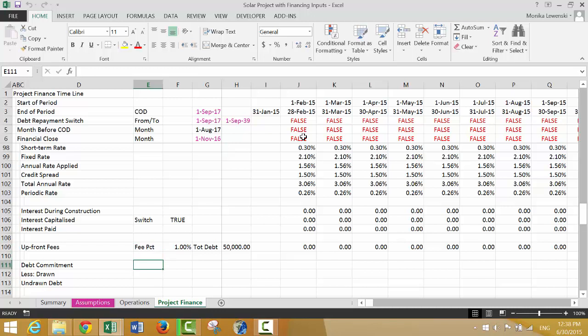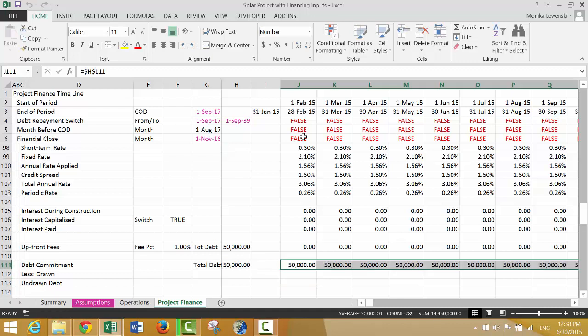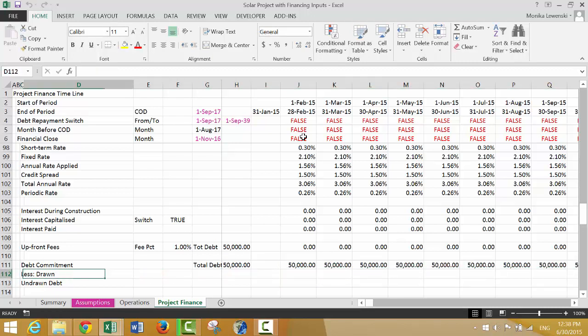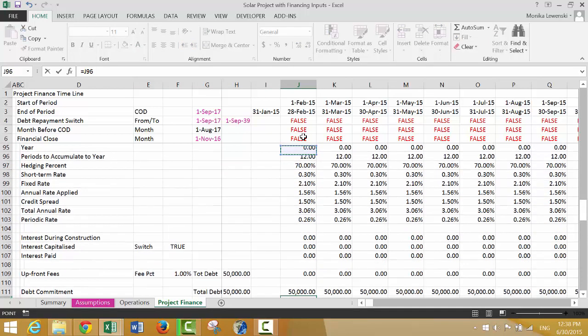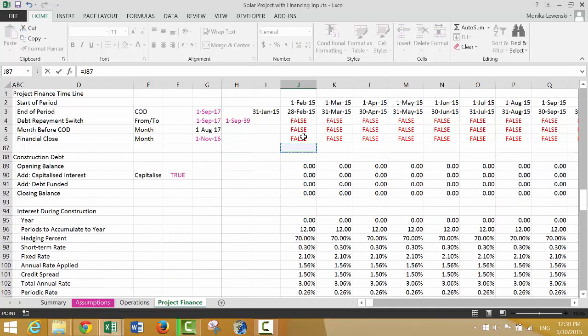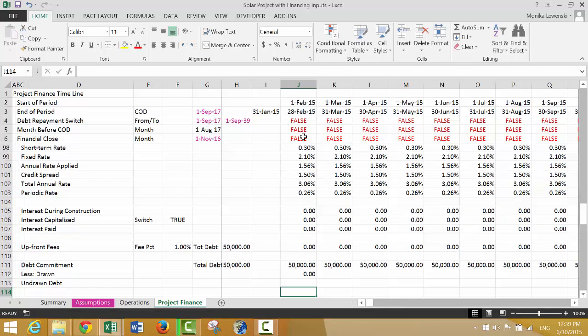Okay, Shift Control R. And now the debt commitment is, again, let's put annual, okay, we'll put the total debt again. How's that? Again, this includes any capitalized interest. That's a little bit of a tricky one. And we put less the amount that we've already drawn, which is simply the opening balance of the debt. Then we have the undrawn debt, which is this minus here.